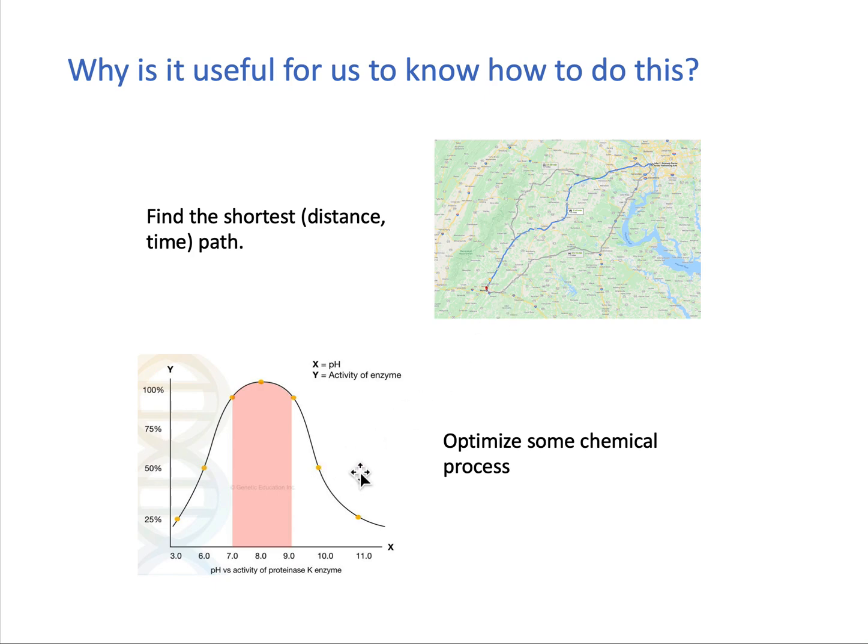Here, this other example we have here, you might want to optimize some chemical process. So, for example, you can have two axes. In the x-axis here, you have the pH of some particular enzyme, and here you may have the activity of that, and there may be some pH value where you get the most activity for that particular enzyme. So that's also an optimization problem, just to give you a sense of how important knowing about optimization and how to solve it in computers actually is.